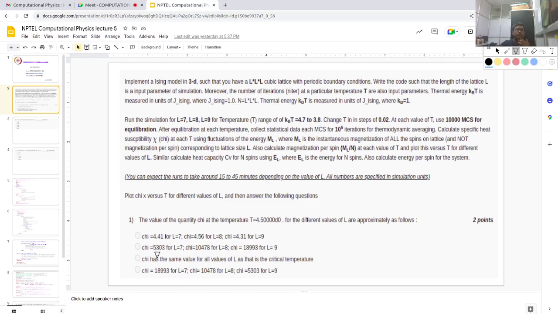Okay, so here this is 500,303, this is 10,478, this is 18,993, and here I am getting values like this. These are not similar, but you can see the difference between the values for 7, 8, 9. So this way you can predict the answer for the first question.